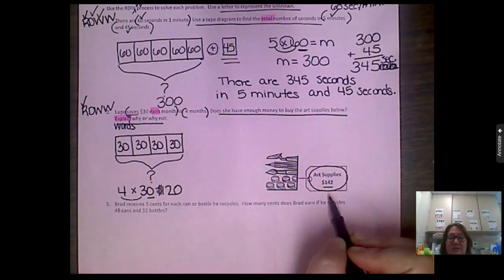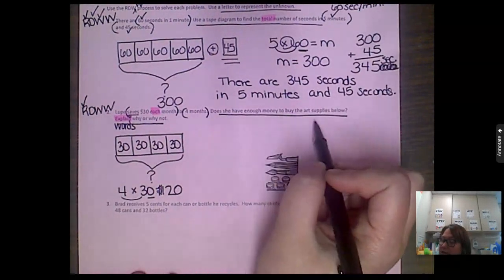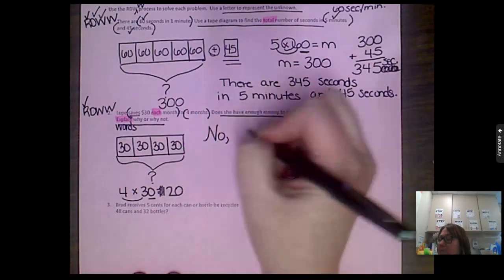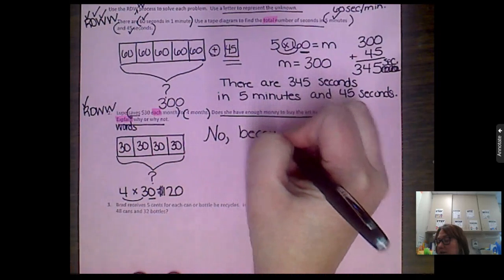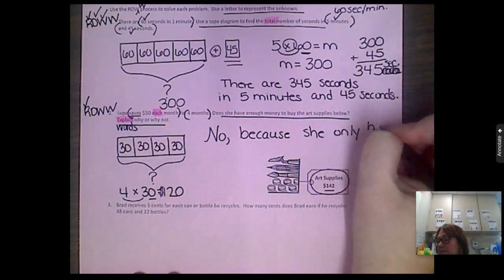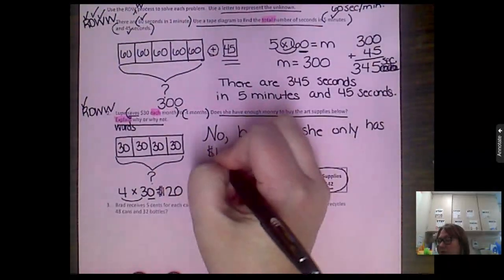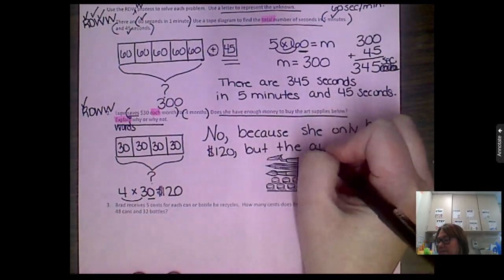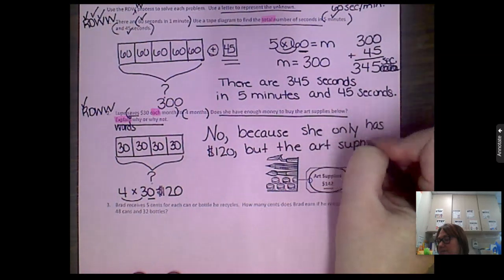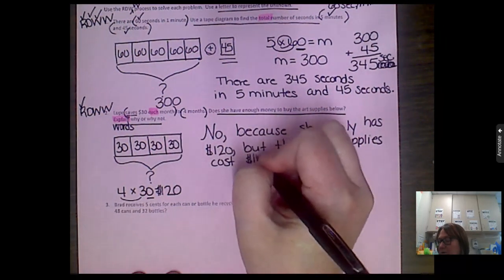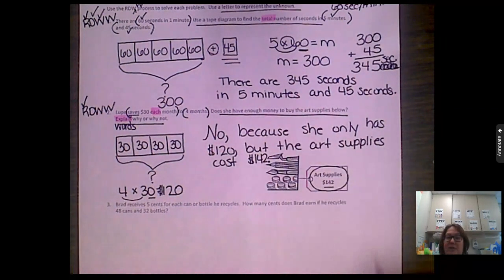The art supplies cost $142. Does she have enough? No. So we need to answer that. So does she have enough money to buy the art supplies below? Explain why or why not. So we're going to say no with a capital N because she only has $120, but the art supplies cost $142. Again, remember that dollar sign goes in front.